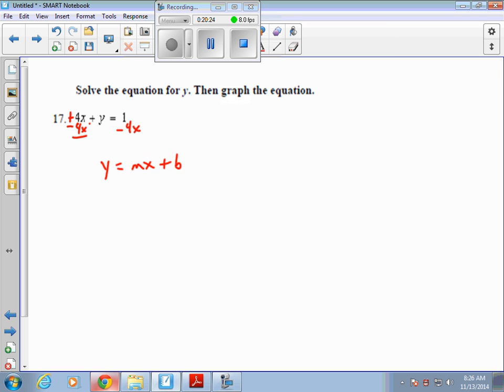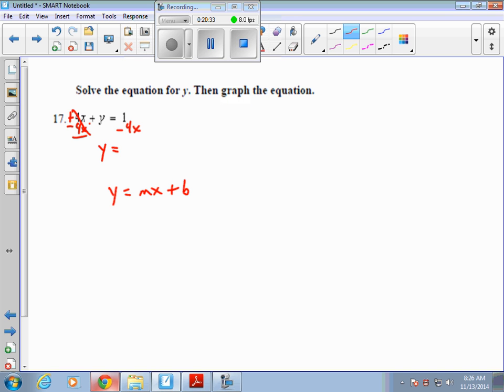If you subtract 4x, remember, you're not going to get any version of 3 or negative 3 right there because those are not like terms. Cancel this out. Y is equal to, so we have two terms over there. We have a 1 and we have a negative 4x. Remember, put the mx one first and then put the b one next. So negative 4x, positive 1, mx plus b.